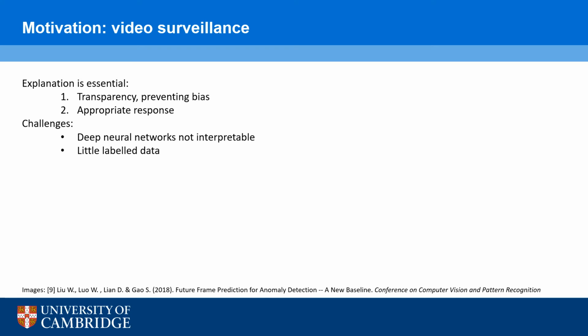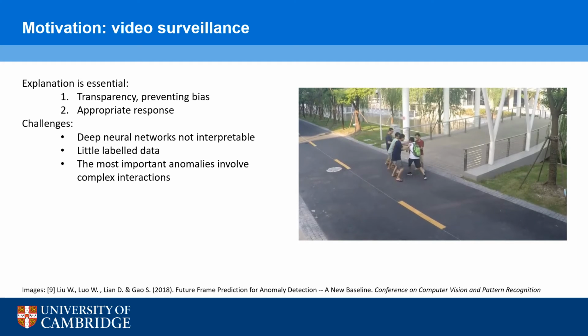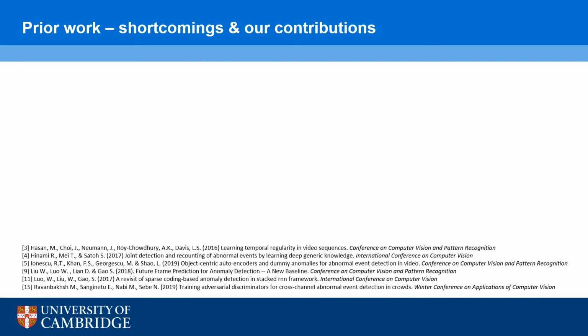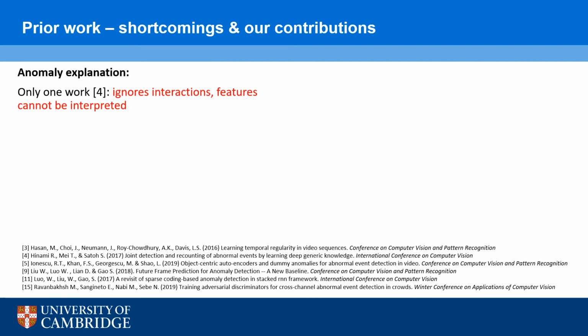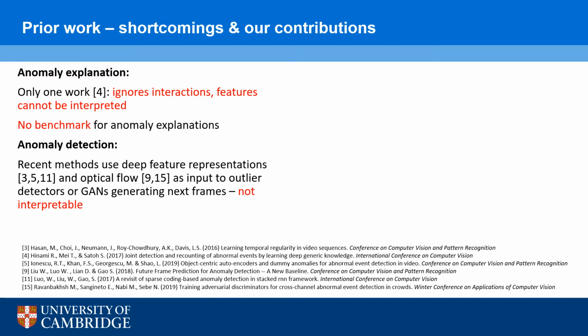There is also little labeled data of anomalous events, and the most important anomalies involve complex interactions between people and between people and objects. To the best of our knowledge, there's only one work tackling the task of describing the detected anomaly. The shortcoming of this approach is neglecting the interaction between objects, and that approach is still not fully explainable, i.e., the input features for detecting anomalies cannot be inspected. Due to the lack of training data, there are also difficulties in forming a benchmark on the task of anomaly explanation. Other recent methods for anomaly detection use deep feature representations and are not interpretable.